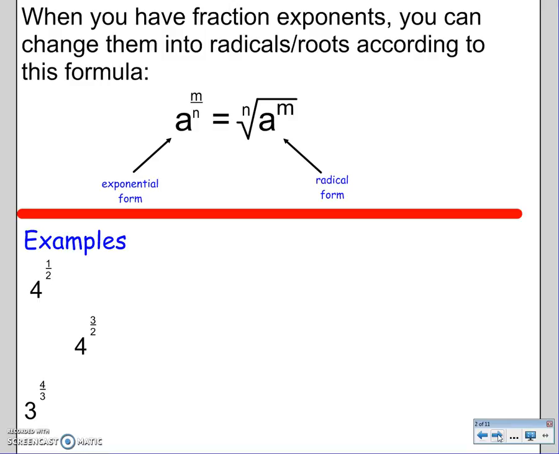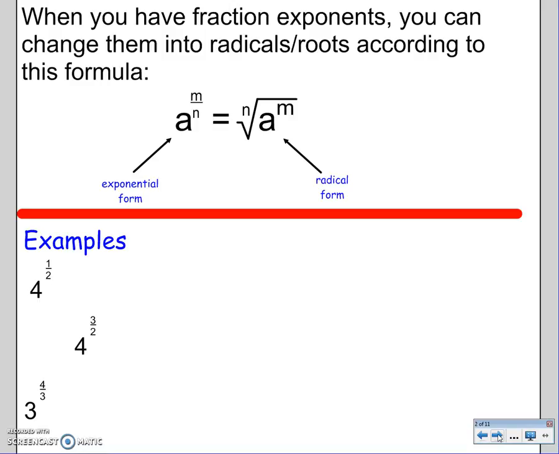So when you have a fraction exponent, you can change it into a radical with the root sign according to this formula. A to the m over n power, where m over n is a fraction, is called exponential form because it's an exponent. It turns into the nth root of a to the m power, which is radical form because there's a root sign.